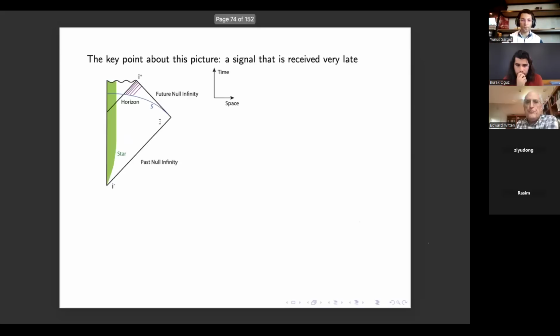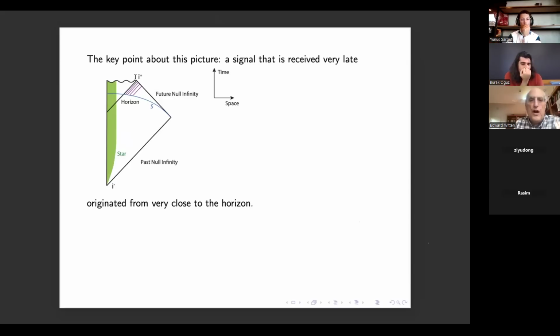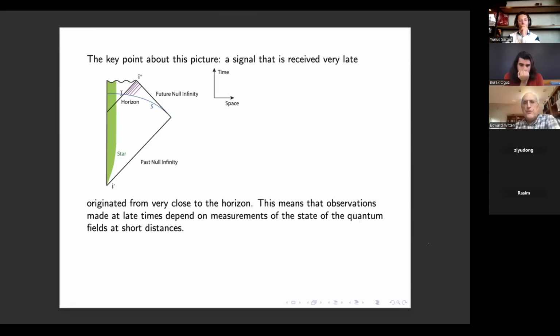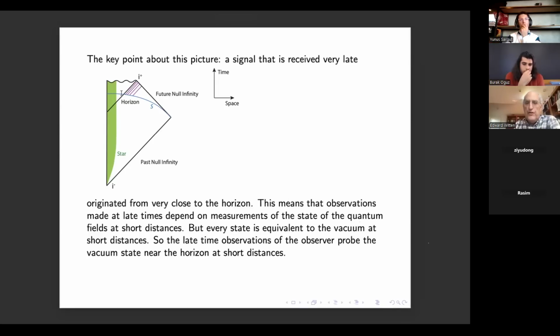The key point about this picture is that a signal that's received very late by the distant observer, which means very close to this point I plus, originated from very close to the horizon. So late time measurements of an outside horizon observer can be interpreted as measurements of the state of the quantum fields at short distances near the horizon. But every state is equivalent to the vacuum at short distances. So the late time observations of the observer probe the vacuum state near the horizon at short distances. That's why Hawking got a universal answer, regardless of exactly how the black hole formed.